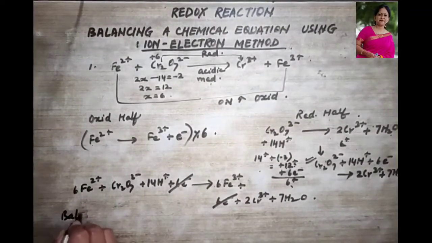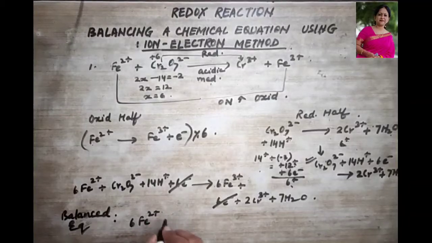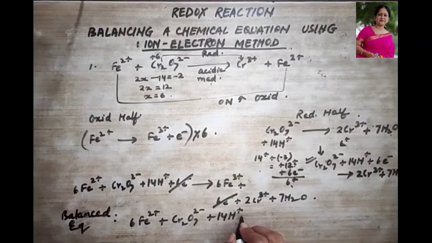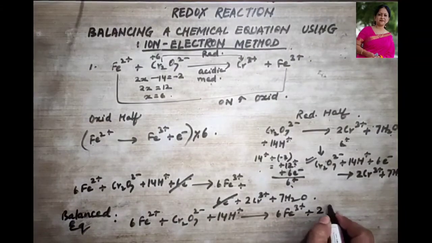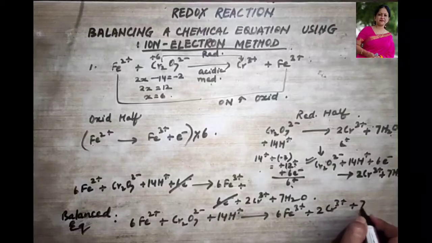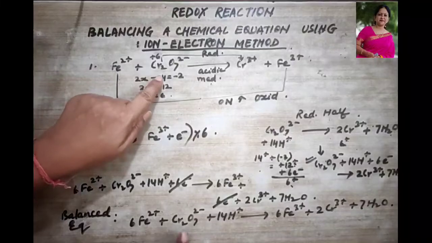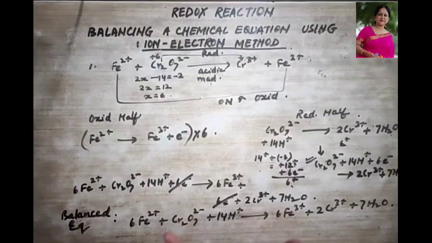So how do we show that it is a balanced equation now? The balanced equation can be written as 6 Fe2 plus plus Cr2O7 2 minus plus 14 hydrogen ions. They give 6 Fe3 plus plus 2 chromium 3 plus plus 7 H2O. Now look over here. Fe is there, then Cr2O7 is there, chromium is there, and iron is there. I hope this balancing of the equation is clear to you.